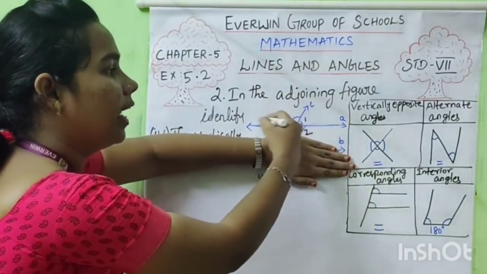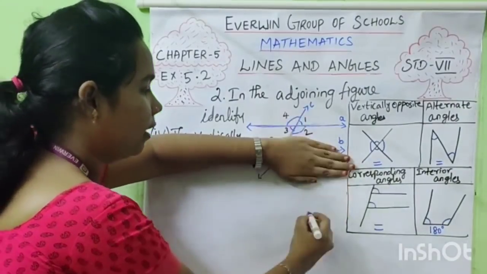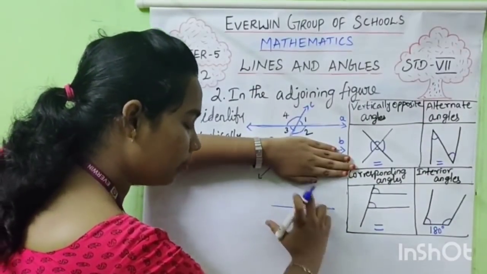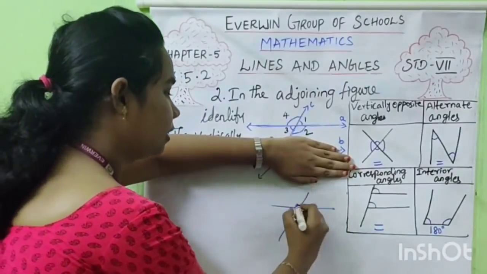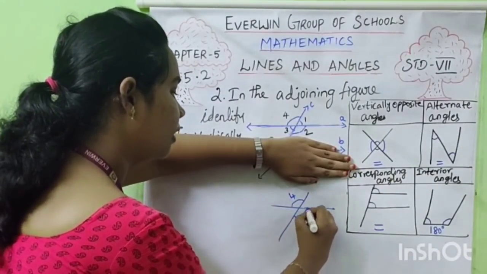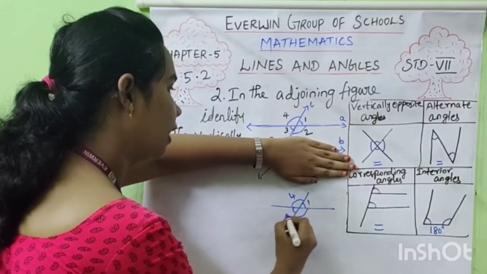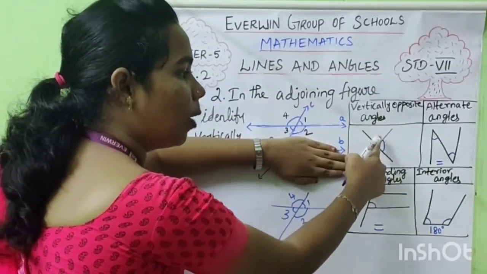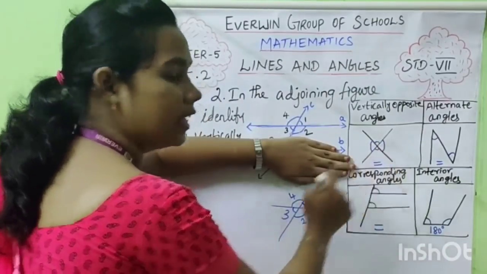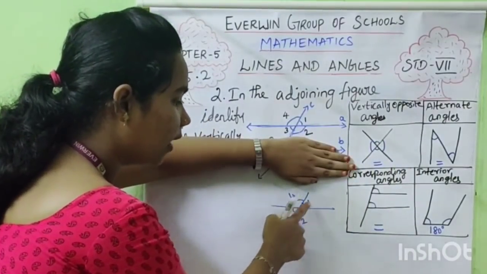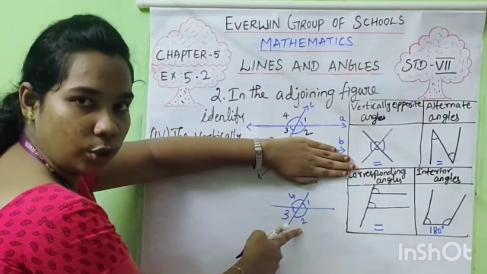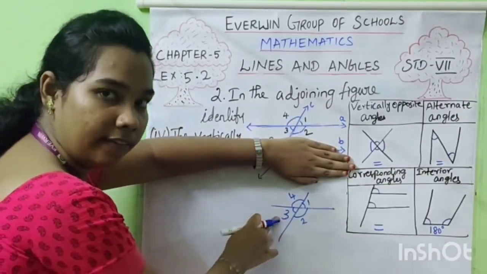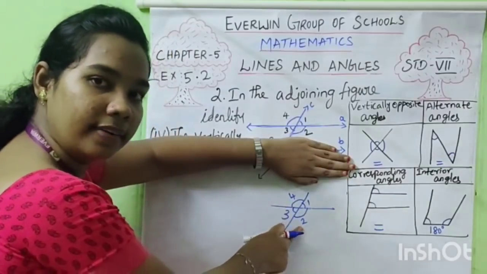Okay children? So in this figure, first you see this part alone. See, it is looking like X, right? So I am going to draw this part alone. See, if you see in this direction, it will look like X. So this is 4 and this is 2, this is 1 and this is 3, isn't it? So vertically opposite angle means opposite angles. Opposite angles are same, and these two opposite angles are same. So what are the pairs? 1 and 3, and 4 and 2. Okay children? So from the first part alone I have taken. So 1 and 3 are vertically opposite angles, and 4 and 2 are vertically opposite angles.